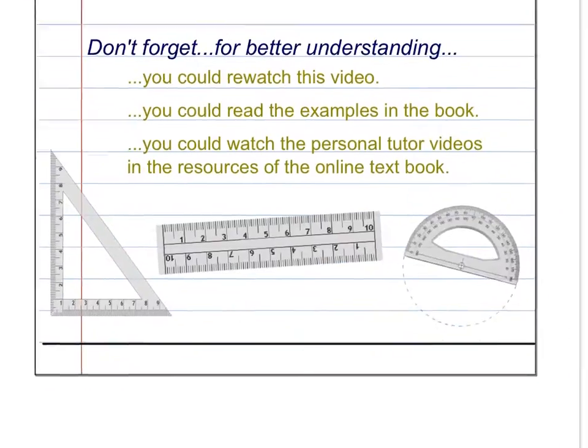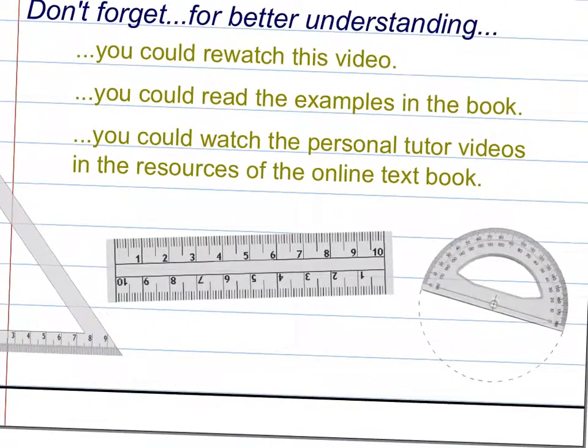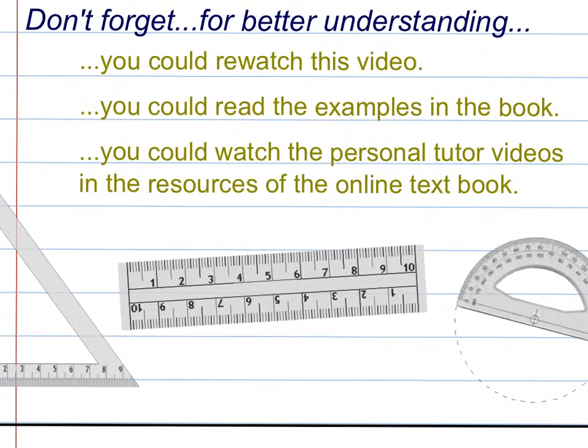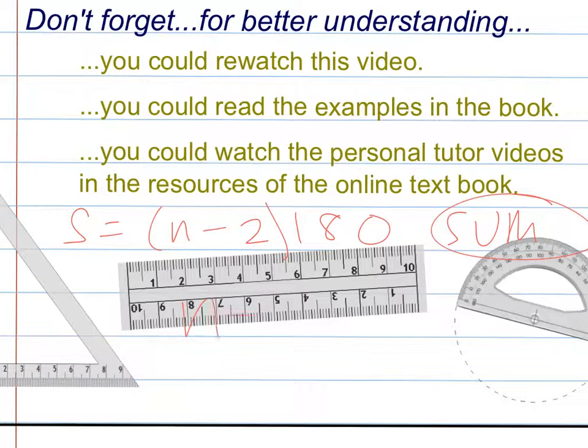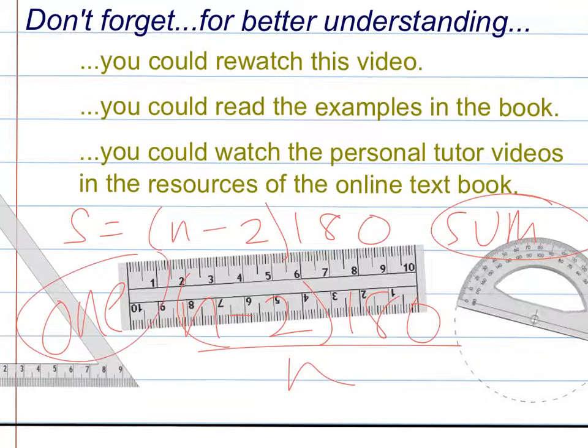All right, kind of rambling there, but just knowing polygon, knowing our language, rewatching what you need to, remembering our formula and which ones they go for. This one is looking for the sum, and finding the sum and dividing by the number of angles is finding one interior angle. Good luck. See you soon.